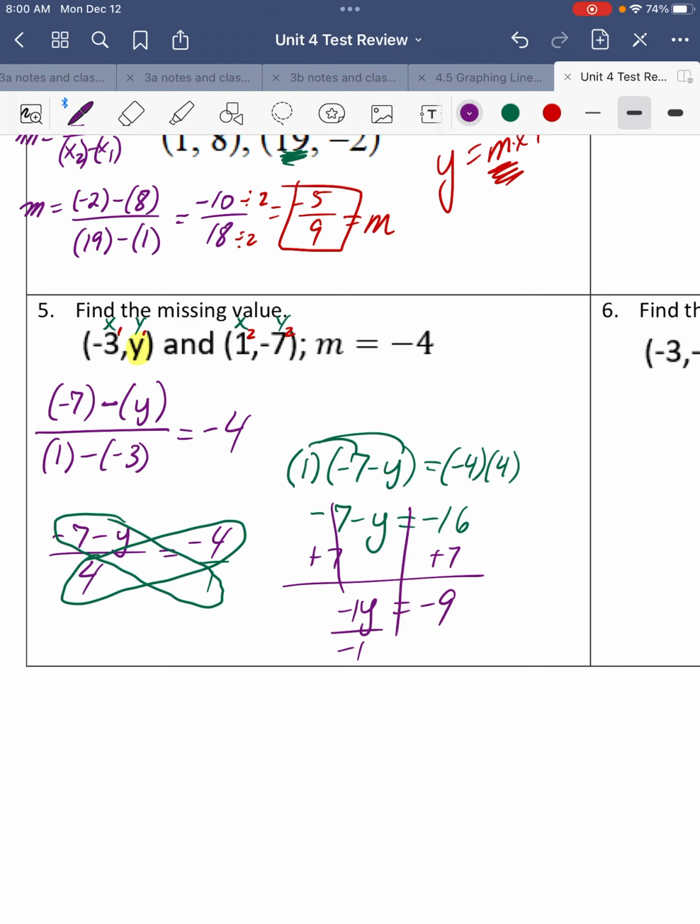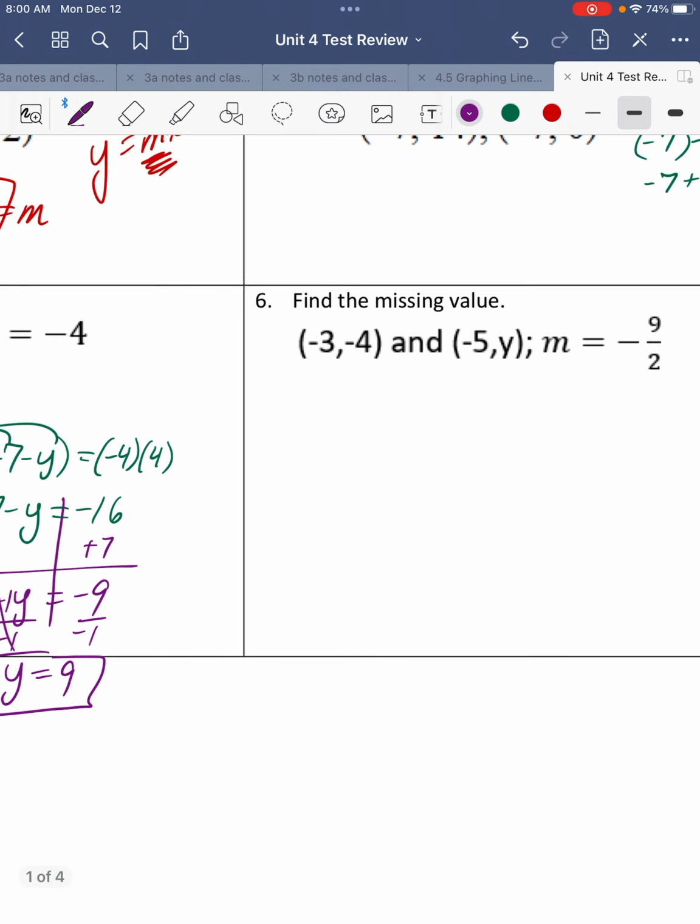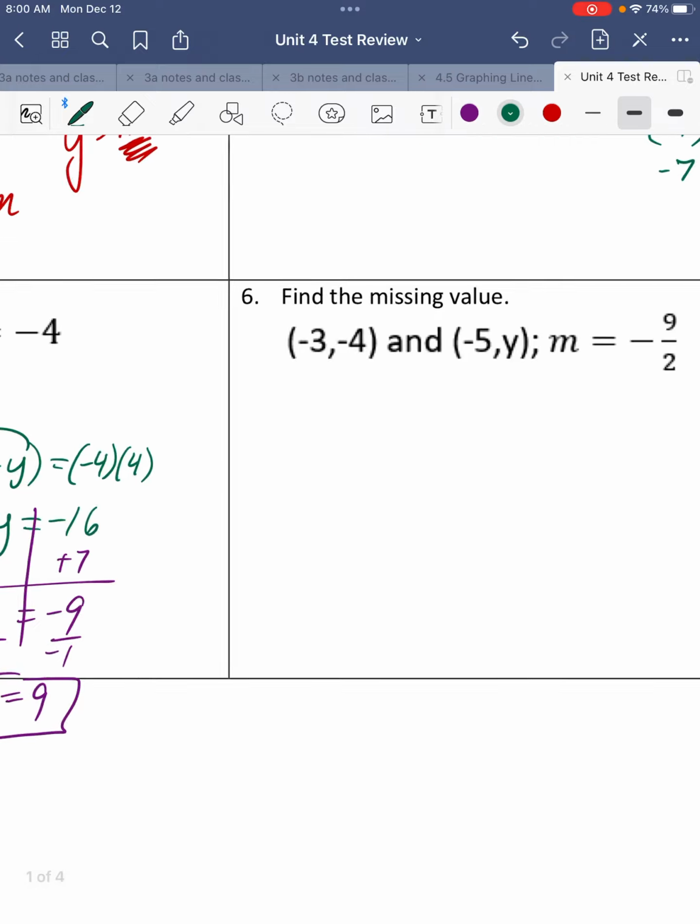That's a -1 in front of the y. To get rid of it, you have to divide. And we get y equals 9. That is our missing value. All right. Let's do it again.